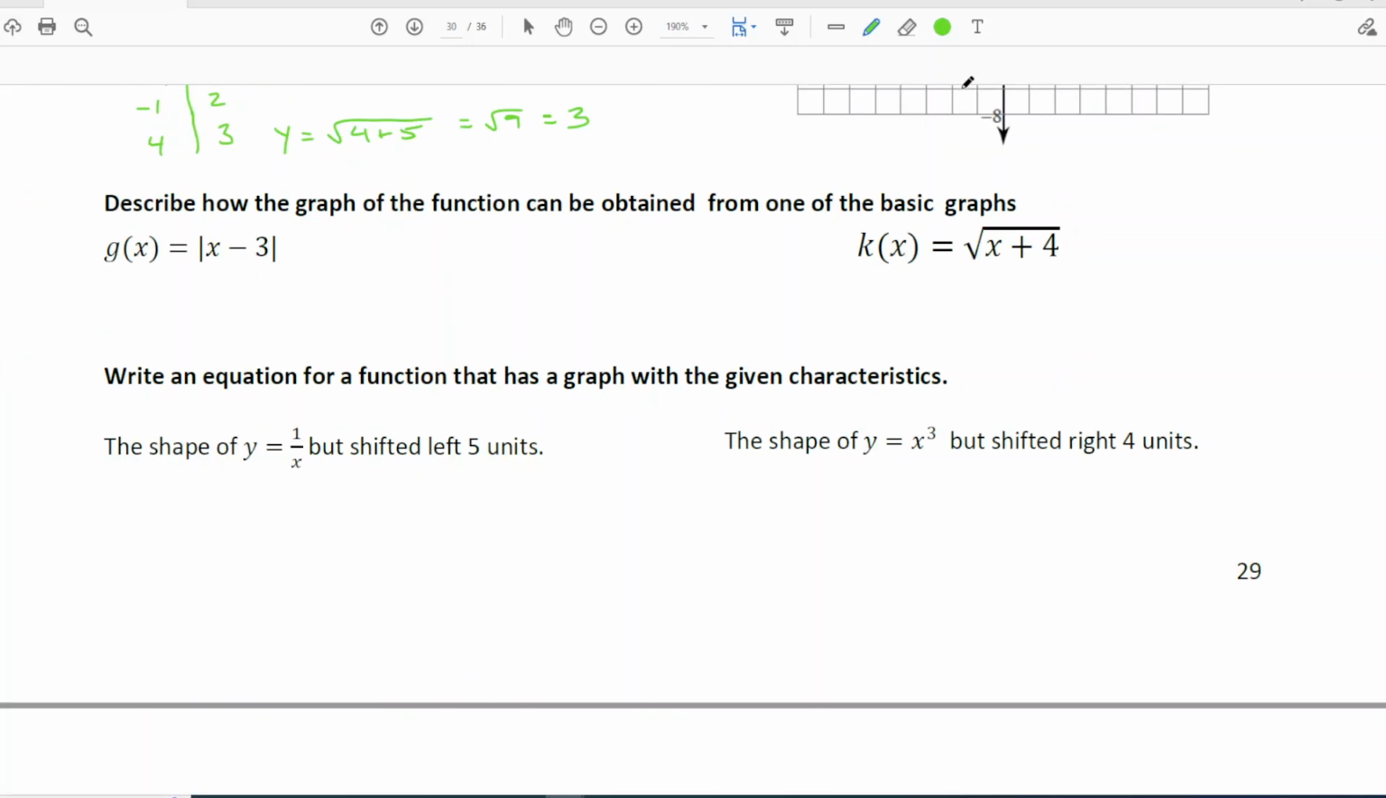So let's just practice words. If we look at this one again, we're going to start with the y equals the absolute value of x graph. And then the second thing we're going to do is we're going to shift where? Left or right? We're going to shift right. It's opposite as appears. So this is going to shift right 3.